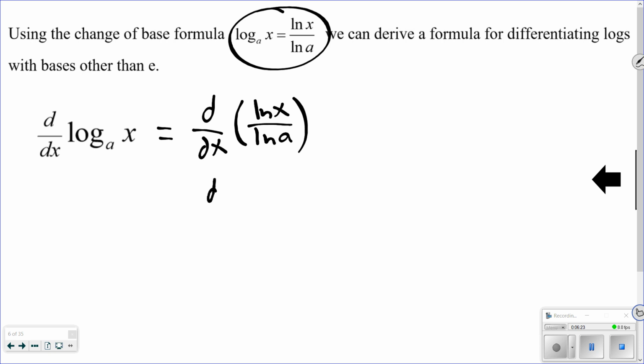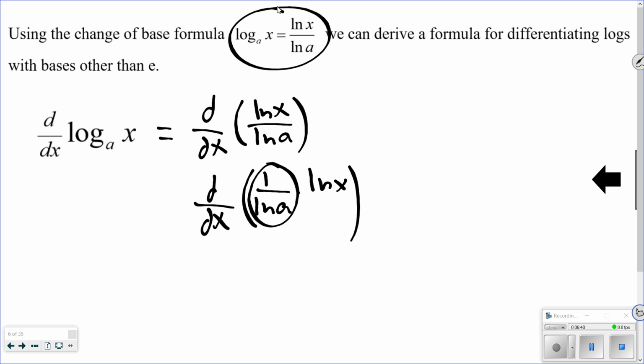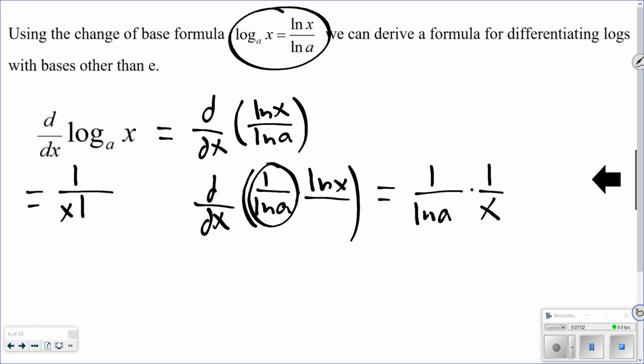The reason why I did that is because I know how to find the derivative of the ln. Now I'm going to rewrite it one more time, as the derivative of 1 over the ln of a times the ln of x. The reason is that 1 over the ln of a is just a scalar multiple. That's a number. There's no variables in there. x is our only variable. So when I take the derivative, the 1 over the ln of a just stays the same, times the derivative of the ln of x. The derivative of ln of x is 1 over x. So long story short, the derivative of log base a of x is equal to 1 over x ln of a.